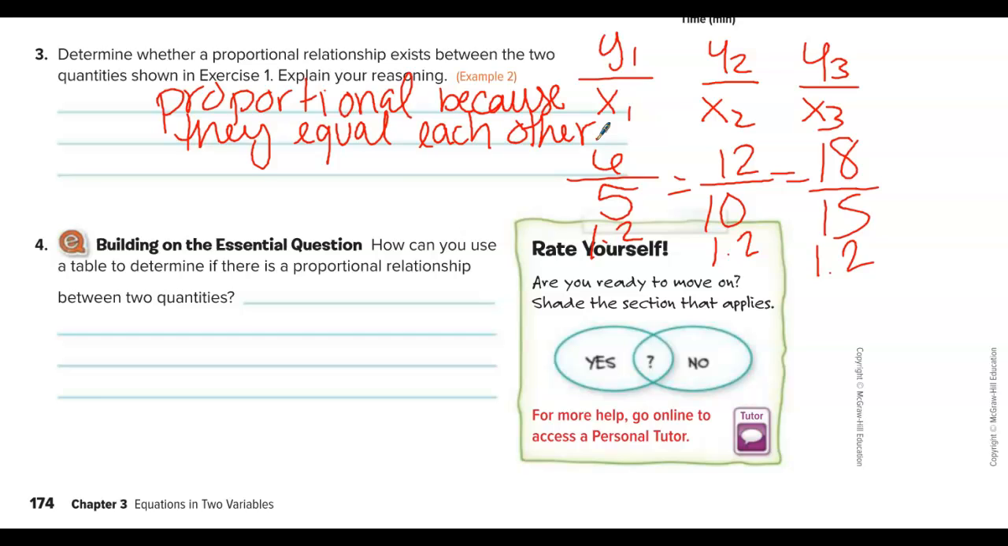Okay, questions over this, now that we've done some examples together?